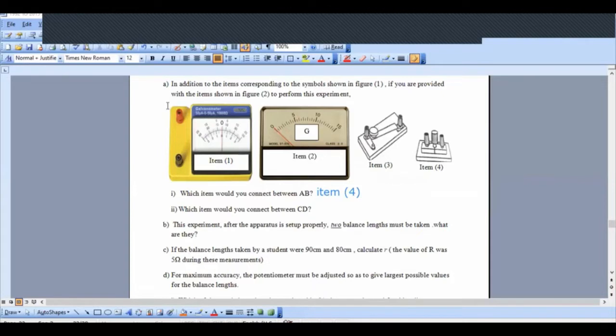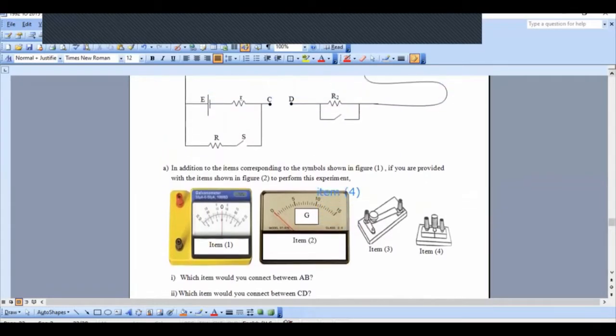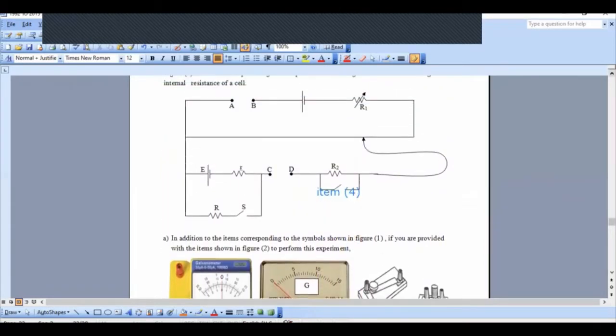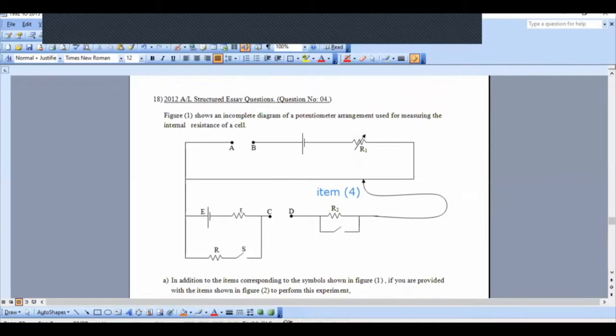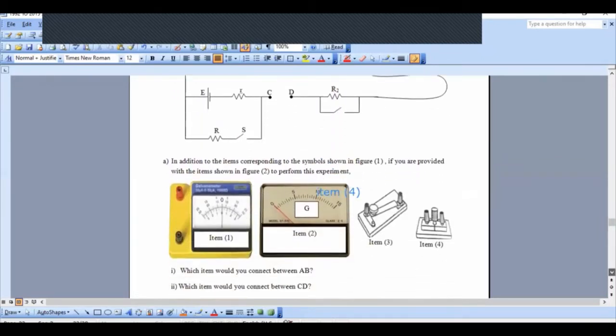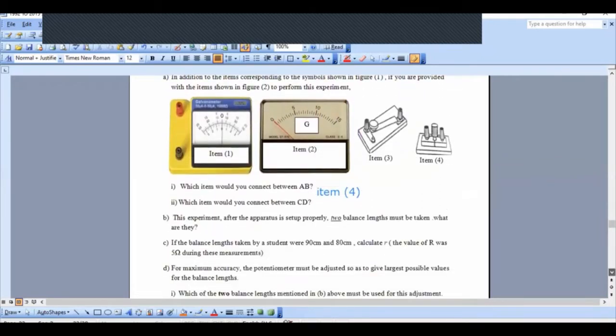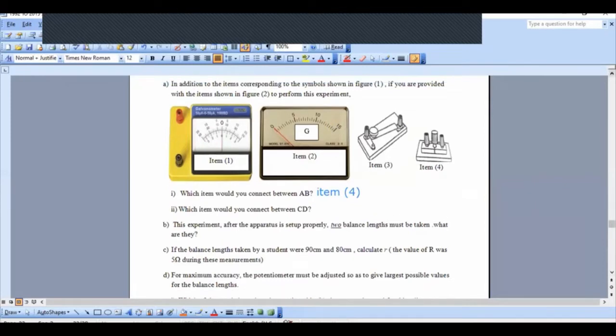So, the 2012 AL fourth structured essay question, which is given from the current electricity lesson. Simple A Roman number 1 is item number 4. The answer for simple A Roman number 1 is item number 4.